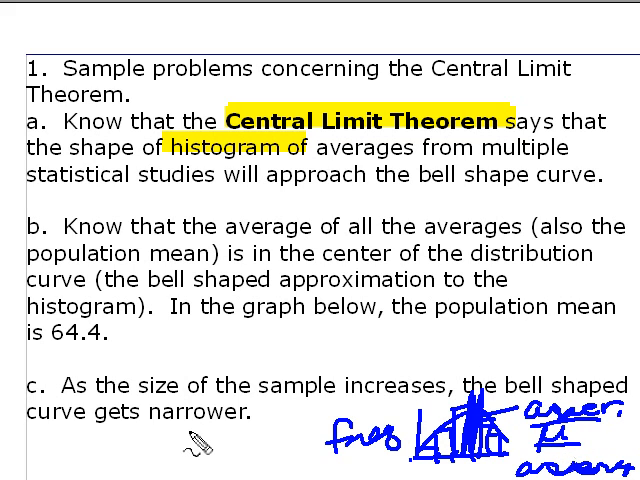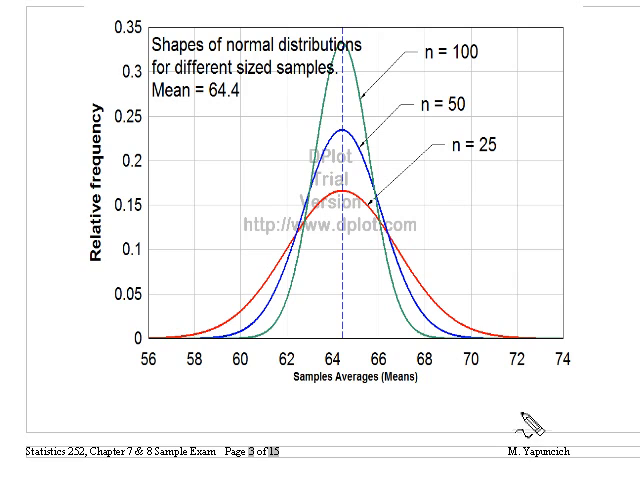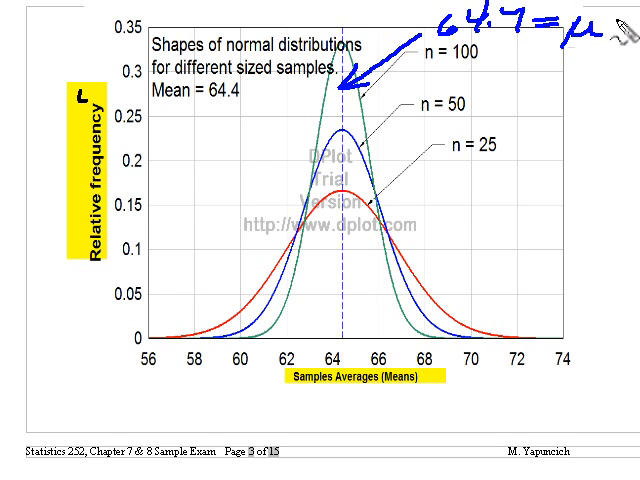Also, as the size of the samples increases, this bell-shaped curve gets narrower and narrower. This just shows a bell-shaped curve, not the histogram. But this would be the relative frequency over here. So this will be a distribution curve, relative frequency, and here the sample averages, the sample means. Now on this curve, the mean for all of these curves is 64.4, and that is also the mean for the entire population, whatever the subject of the study was, 64.4. That's not a 7, that's a 4.